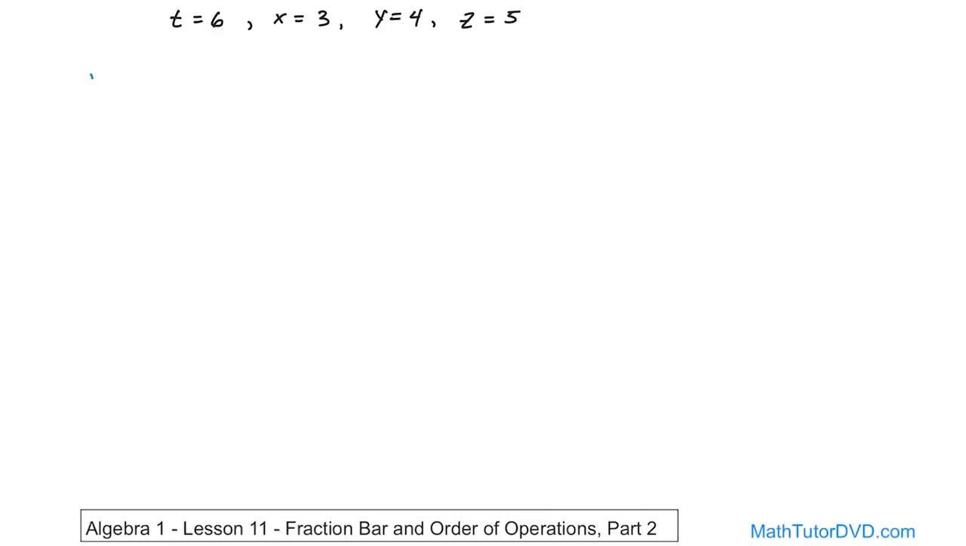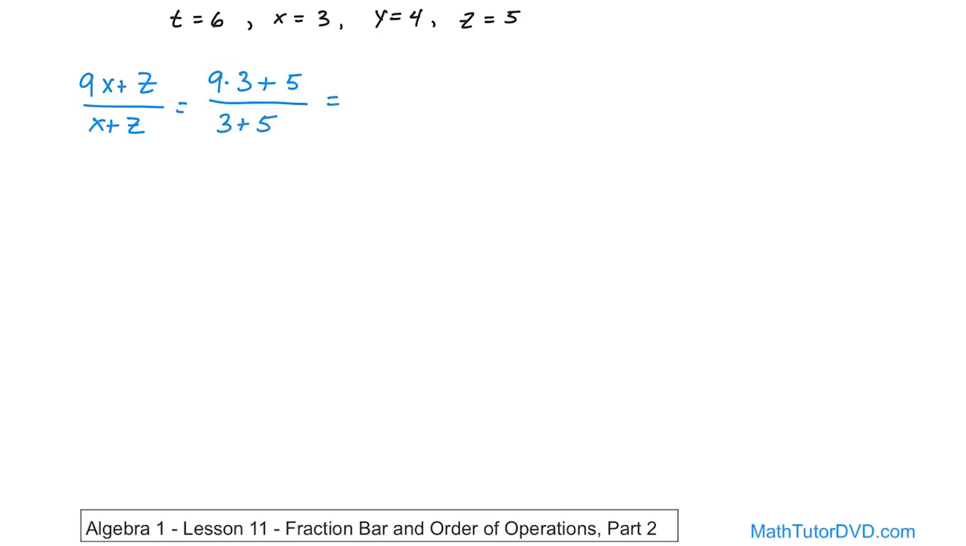What if we had 9x plus z, fraction bar, x plus z? How do we handle that? Well, again, the top of this is its own unit, and the bottom is also its own unit. So let's substitute in the values we have. 9 times x, which is 3, plus z, which is 5. And then on the bottom, x, which is 3, plus z, which is 5.